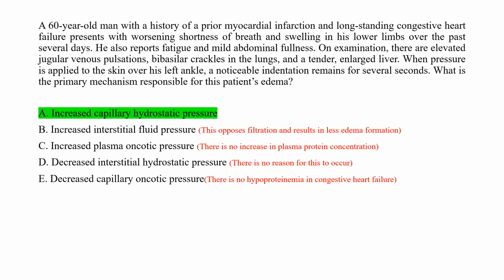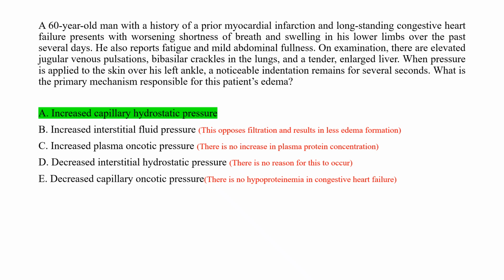Let's have a look at why the other options are incorrect. Option B, increased interstitial fluid pressure, is incorrect because higher pressure in the interstitial space pushes fluid back into capillaries, which actually limits edema formation. And option C, increased plasma oncotic pressure, is incorrect because this would draw fluid into the capillaries, and no such increase in plasma protein concentration occurs in heart failure.